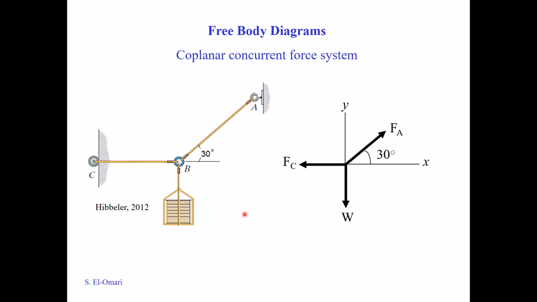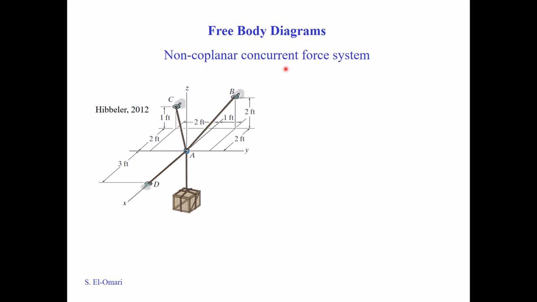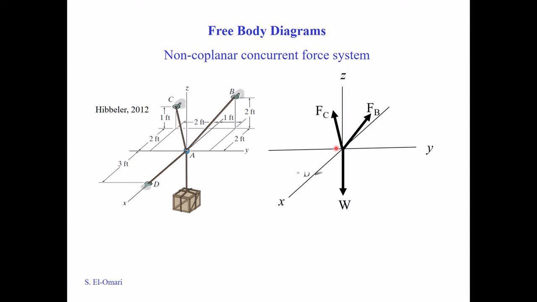So how can we then draw a non-coplanar concurrent force system? This means that you have non-coplanar, we're talking 3D, XYZ. Concurrent means that all forces meet at one point, here in this case at point A. Again, we start by drawing the 3D axes, XYZ, and then starting with the given force, in this case the weight of the box, and then representing the forces. In this case you have force FB, force FC, and force FD. This is the free body diagram.